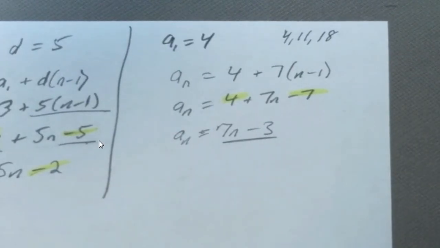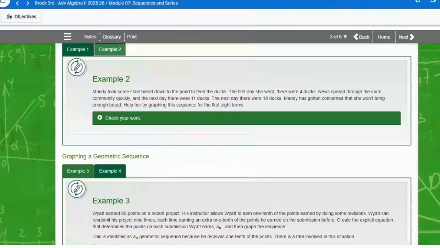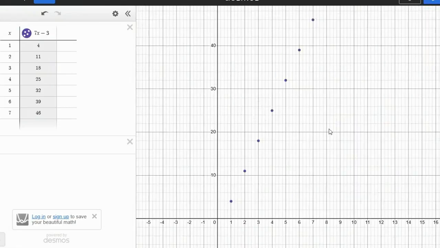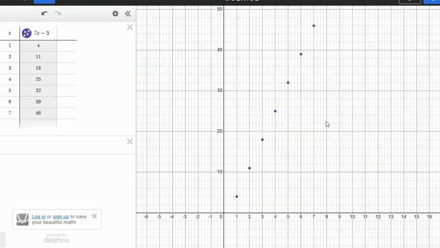We're going to change it to an x for Desmos. 7x minus 3. Okay, here is our new graph. And we need to go 8 terms.